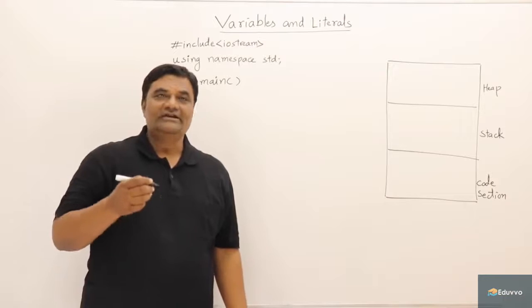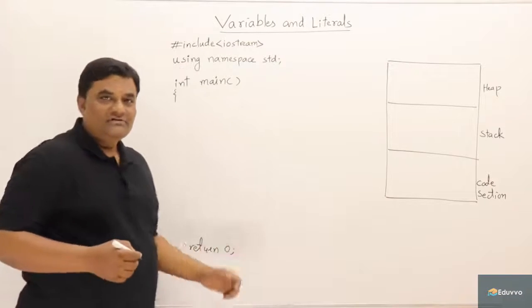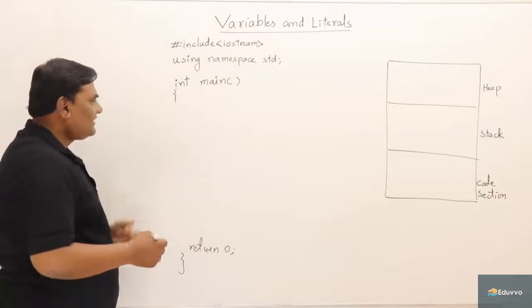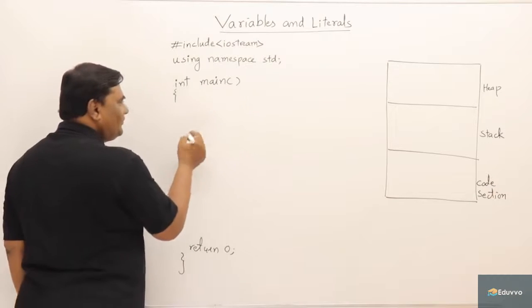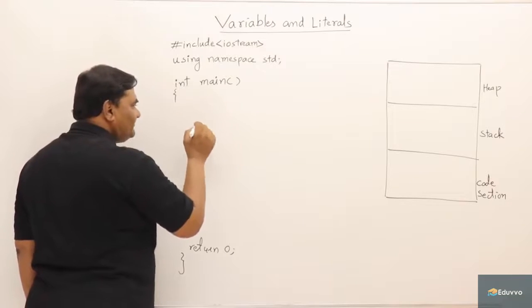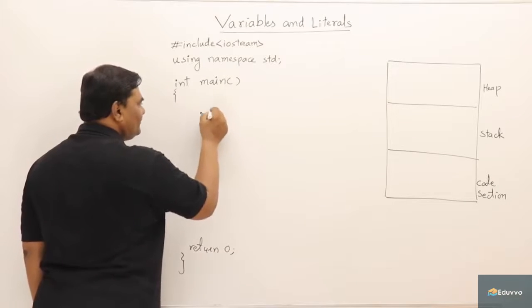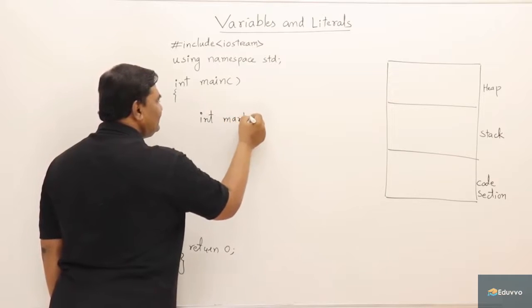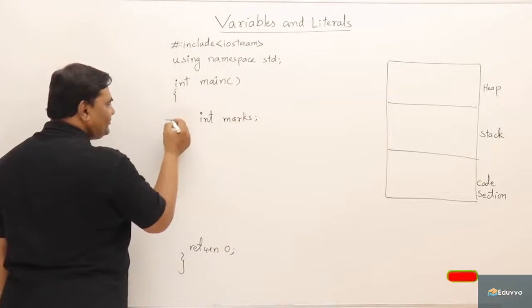Let us see how to declare and use a variable. For that, I have already kept the skeleton of a program. Now here I will declare a variable. Suppose I want to declare a variable for storing the marks of some subject. So let us say I want to store marks. So int marks. This statement is called a declaration of a variable.